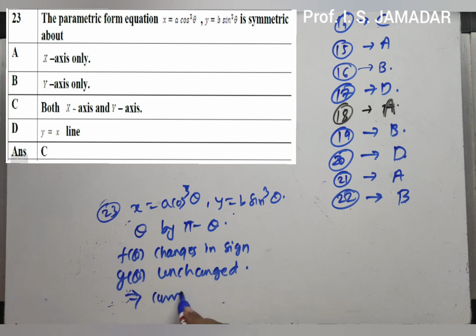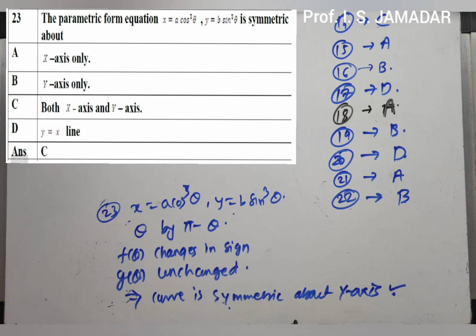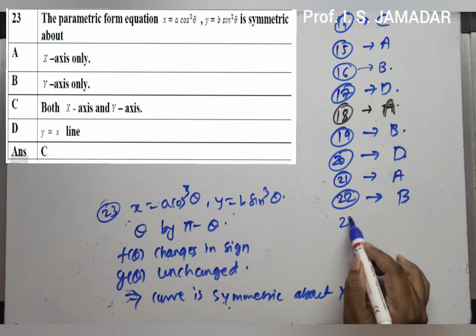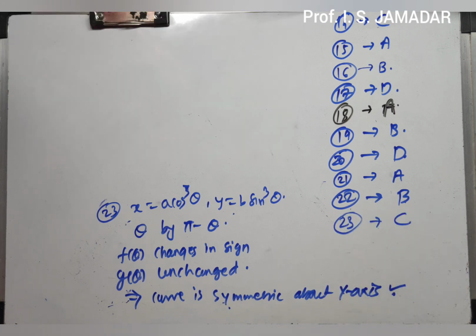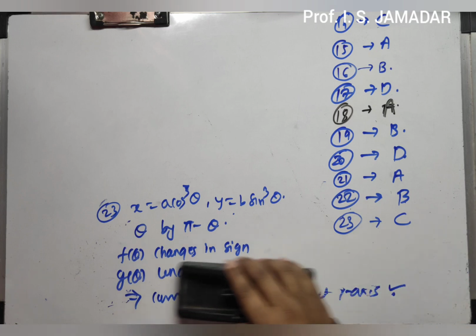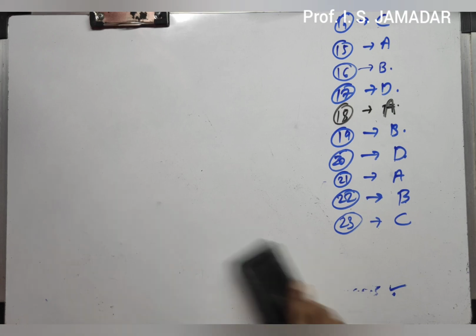It means the curve is symmetric about y-axis. So first we got the symmetry about x-axis. By the alternate rule we have the symmetry about y-axis. This curve is symmetric about both x and y-axis. Option C is correct. So for 23, option C is the correct answer. The curve is symmetric about both x and y axis.